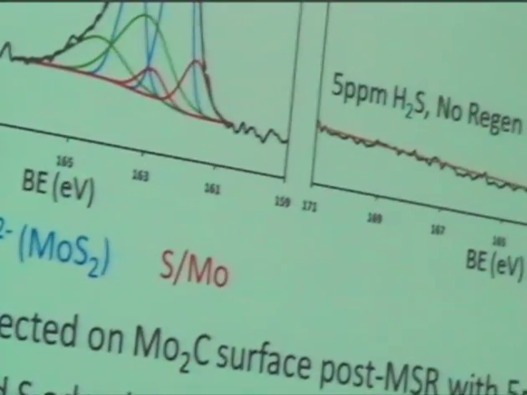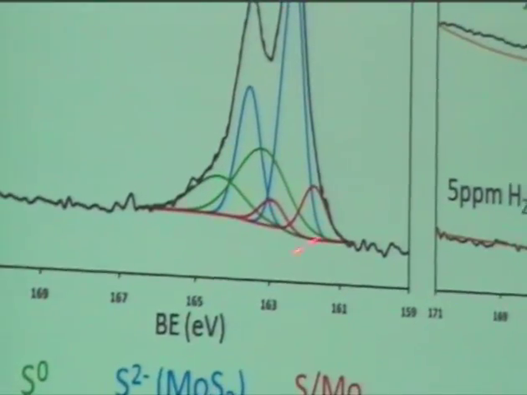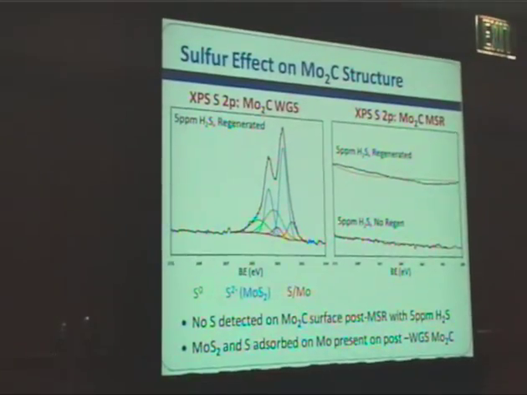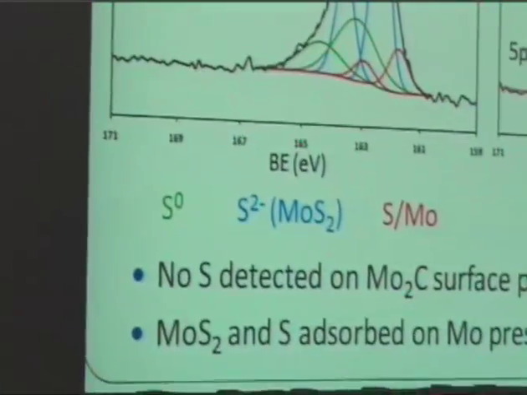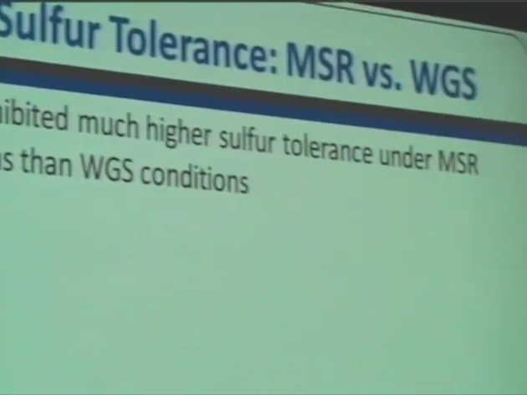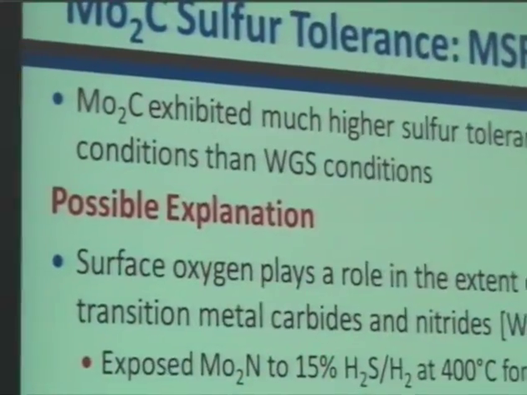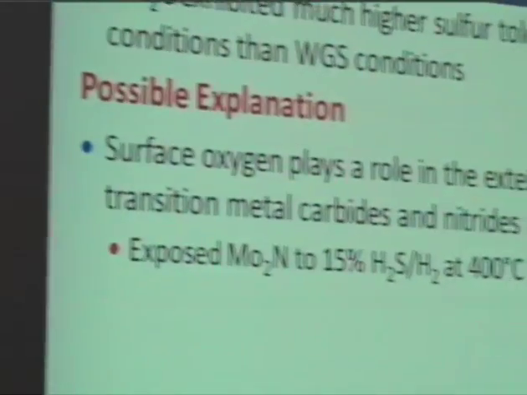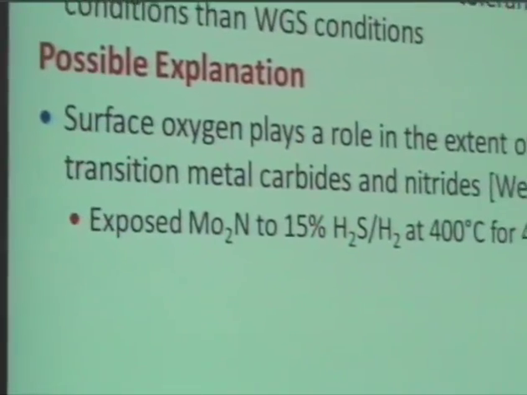And the peaks here, typically noted in literature, correspond to sulfur directly adsorbed on molybdenum, a sulfur 2- phase in blue, which is molybdenum sulfide, and also the evidence of elemental sulfur. Now to go ahead and discuss what I mentioned earlier about this higher sulfur tolerance under steam reforming conditions than water gas shift conditions, one possible explanation is that surface oxygen plays a role in how extensively these materials are sulfided. And this was proposed by Wei in 1998.